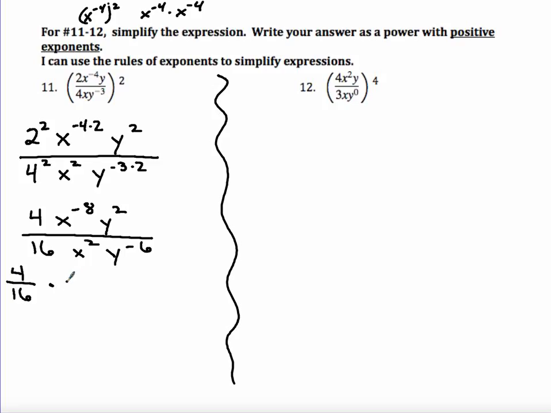And I'm actually going to do something here so that I don't have any negative exponents, because it says right up here, write your answer as a power with positive exponents. And since this x to the negative 8th is a negative exponent and it's in the numerator, I can just move that to the denominator and I would have a positive exponent. And notice that I don't have any x terms left on the top of my fraction.